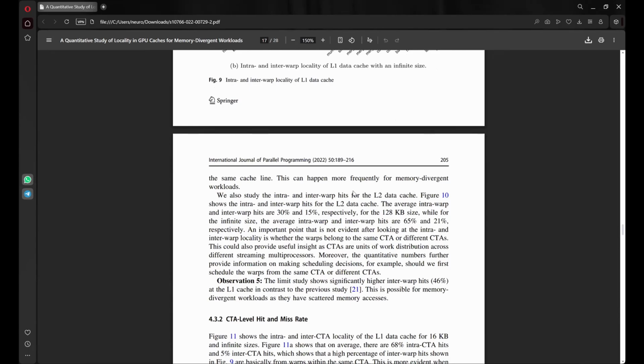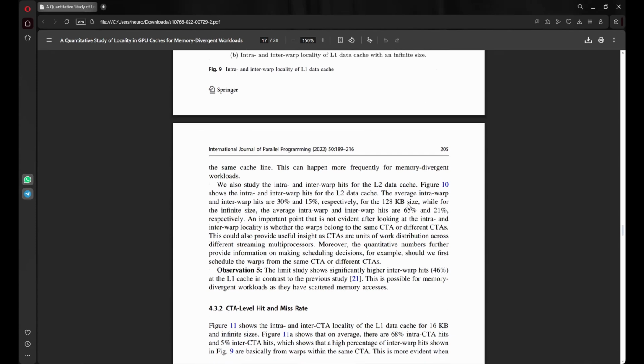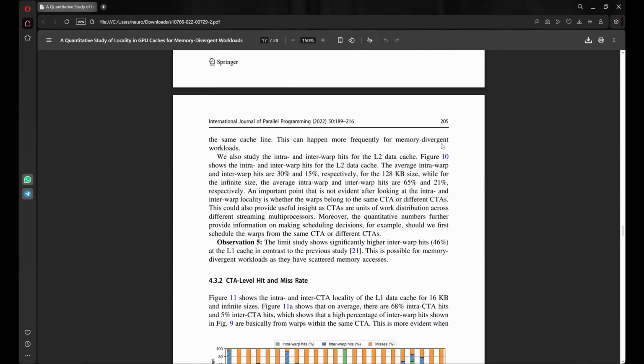They also studied the intra and inter-warp hits for L2 cache. I don't think they made any significant findings, but the average intra-warp and inter-warp hits were 30 and 15%. They saw that obviously with infinite size, this goes up massively to 65 and 21%, which pretty much means they go from 45% to 86%, which is a pretty big leap. But that's to be assumed with infinite cache size, and that's not something that they can really optimize for.